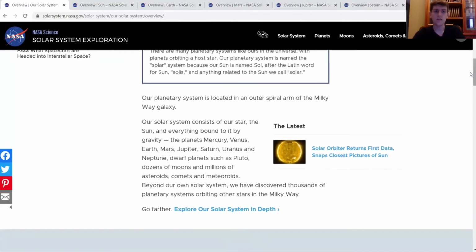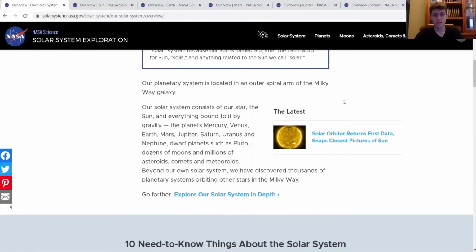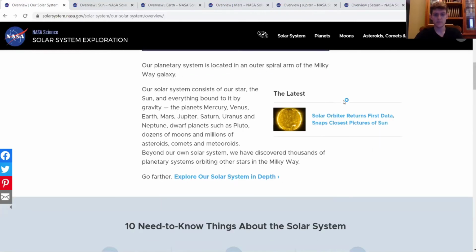Now, our planetary solar system is located in the outer spiral of the Milky Way galaxy. Our solar system consists of our star, the sun, and everything bound to it by gravity. The planets include Mercury, Venus, Earth, Mars, Jupiter, Saturn, Uranus, Neptune, and dwarf planets such as Pluto, and dozens of moons and millions of asteroids, comets, and meteoroids. Beyond our solar system, we have discovered thousands of planetary systems orbiting other stars in the Milky Way.